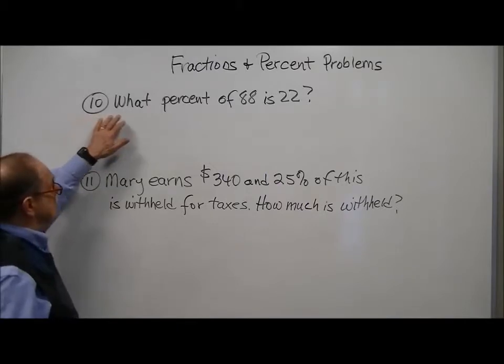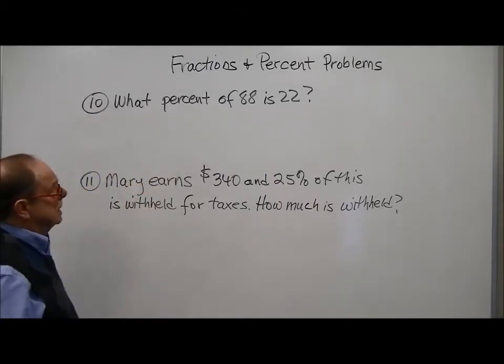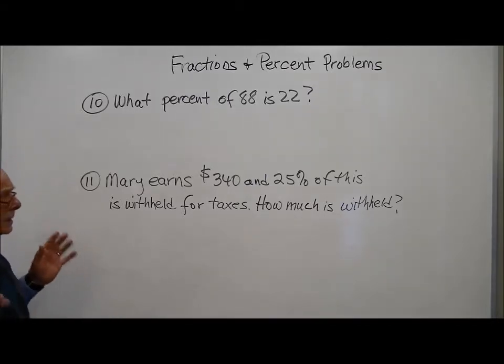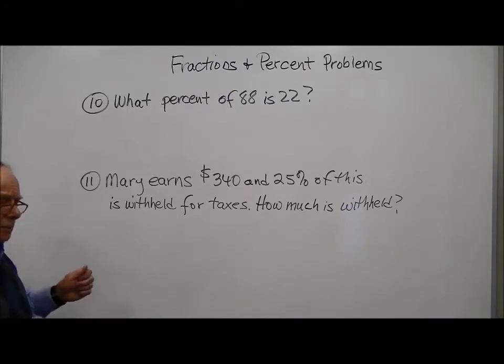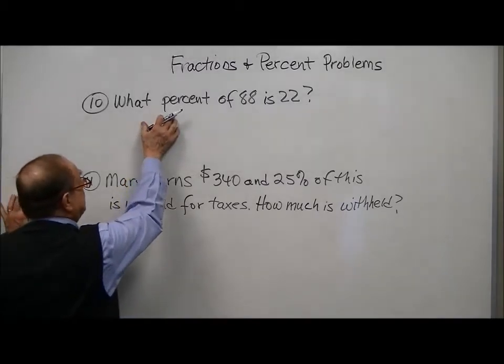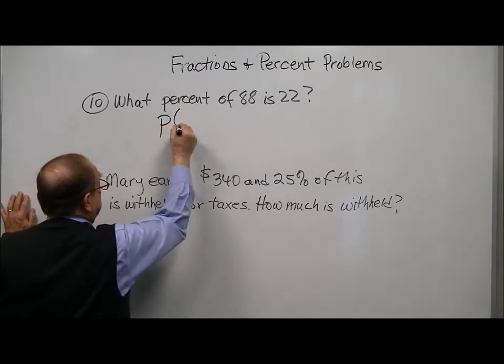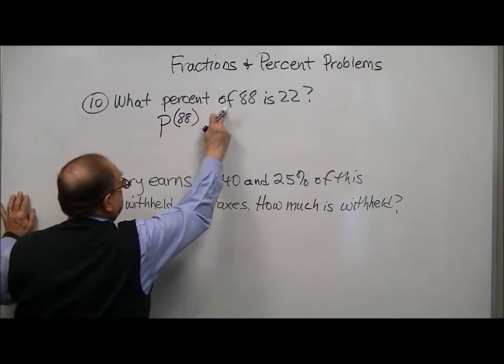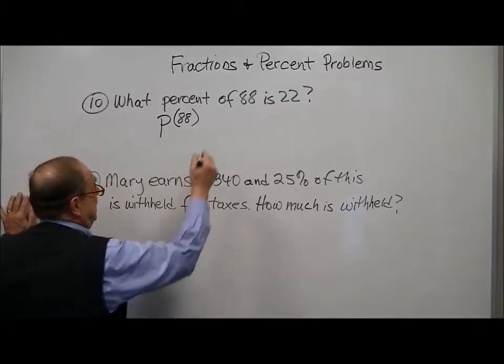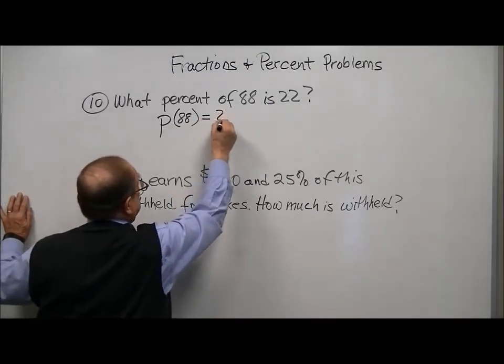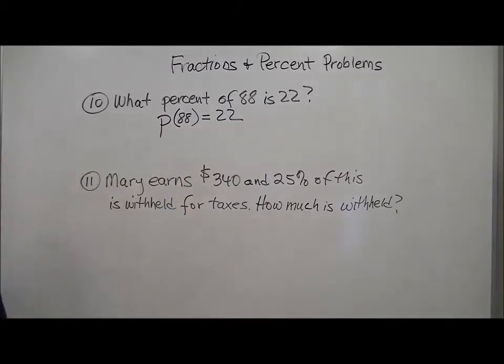So for number 10, what percent of 88 is 22? Again, setting it up as an equation is, once you master it, you'll always get the right answer. So what percent, we don't know that, that'll be P, of 88, we're going to multiply by 88, "of" implies multiplication, "is" is an equal sign, 22. And there's a formula and an equation. You're going to solve it for P.